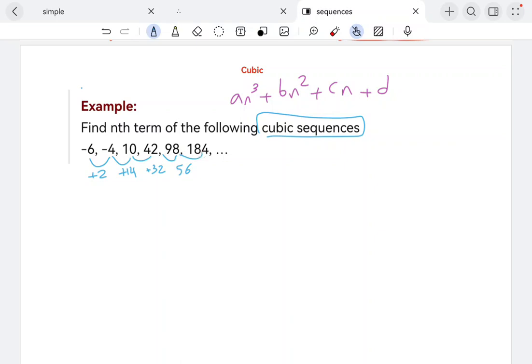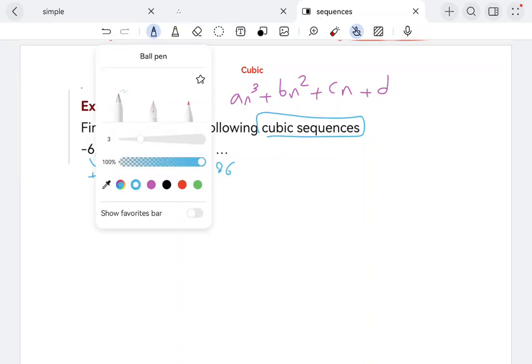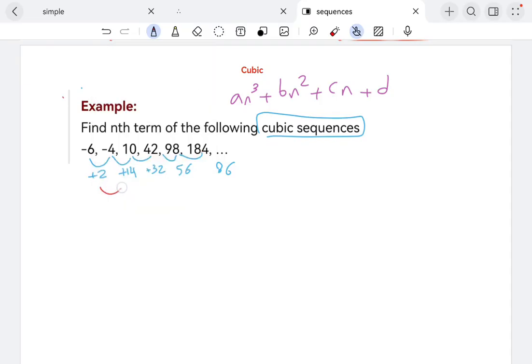And maybe we need one more. 14 minus 8 is going to be 6, 17 minus 9 is going to be 8, so 86. Okay, the first difference is not the same, and we already know it's going to be a cubic sequence.